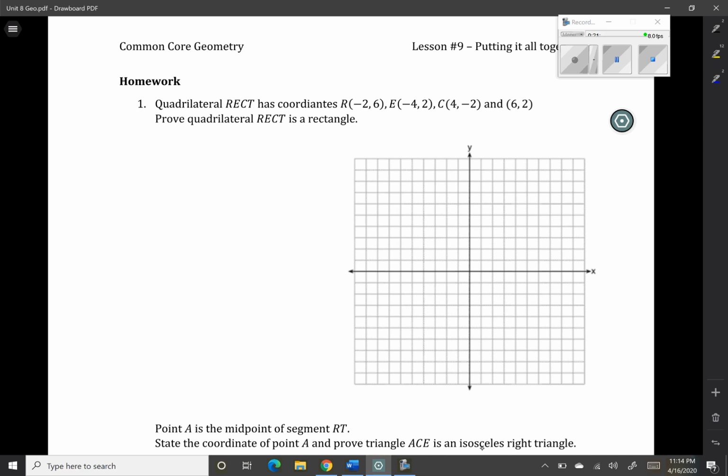All right, so hopefully you paused the video and tried this. So let's just get to it. Point R is (-2, 6). Point E is (-4, 2). Point C is (4, -2). And the last point, which is point T, I know it doesn't say it there, but we know it's point T. We have (6, 2). So we have R, E, C, T. Look at that nice rectangle.